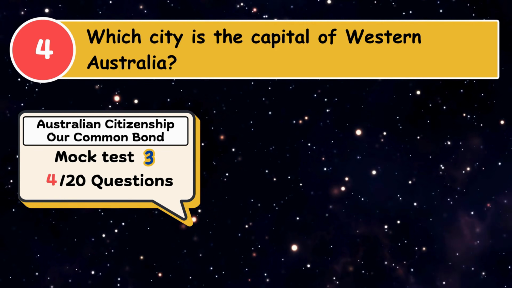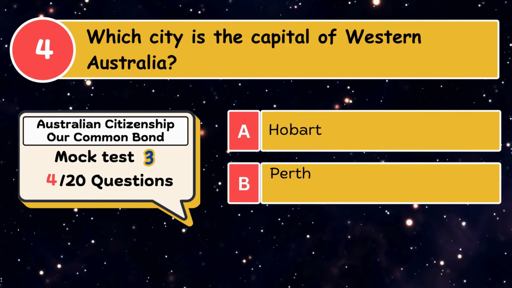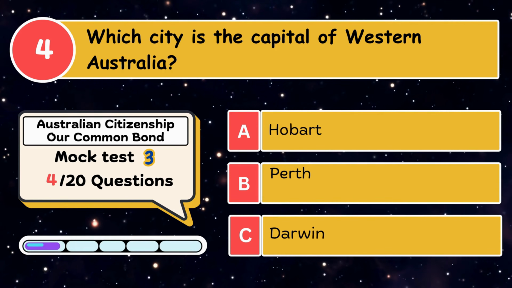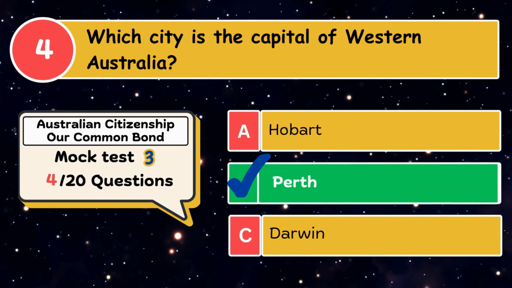Which city is the capital of Western Australia? A. Hobart. B. Perth. C. Darwin. The correct answer is Perth.